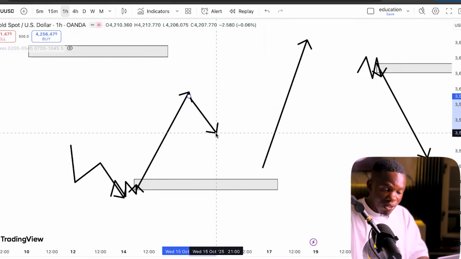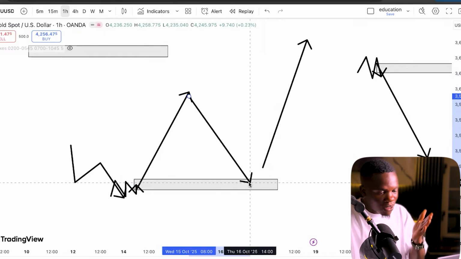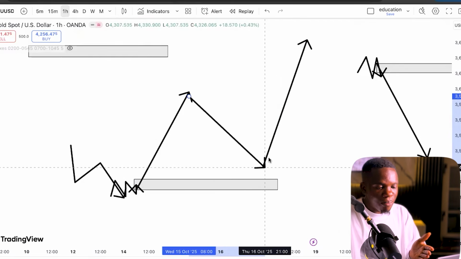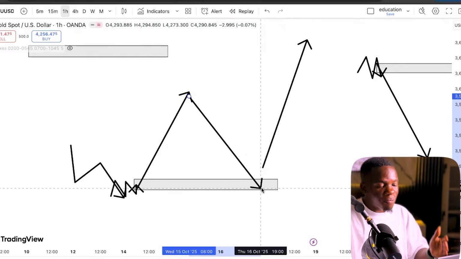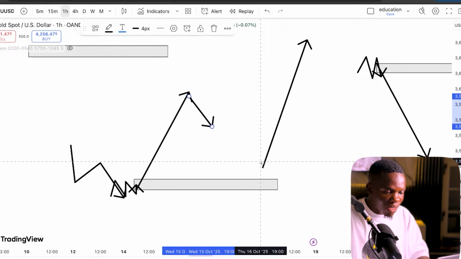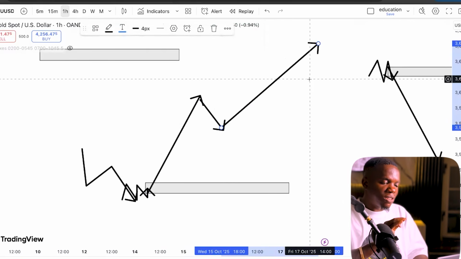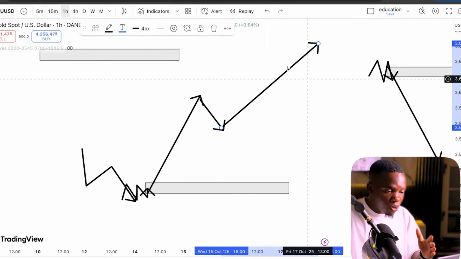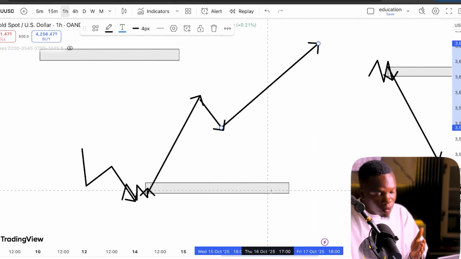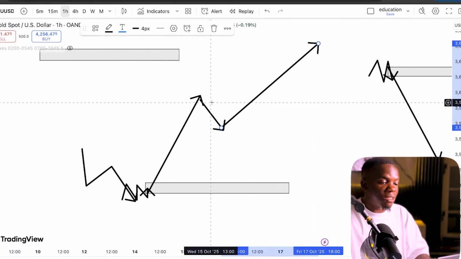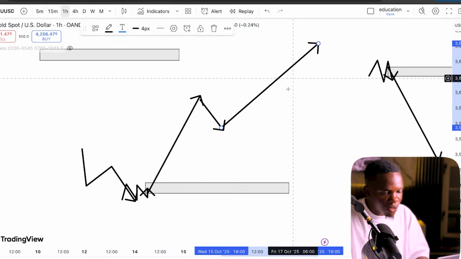For example, price does not necessarily have to come back all the way to this point before it starts pushing to the upside, all right? Sometimes price could just get to somewhere here, and then from this level, it starts pumping to the upside. So what I'm going to teach you is how to tell if price will get to this demand zone, or if price will get halfway and then start pushing to the upside.